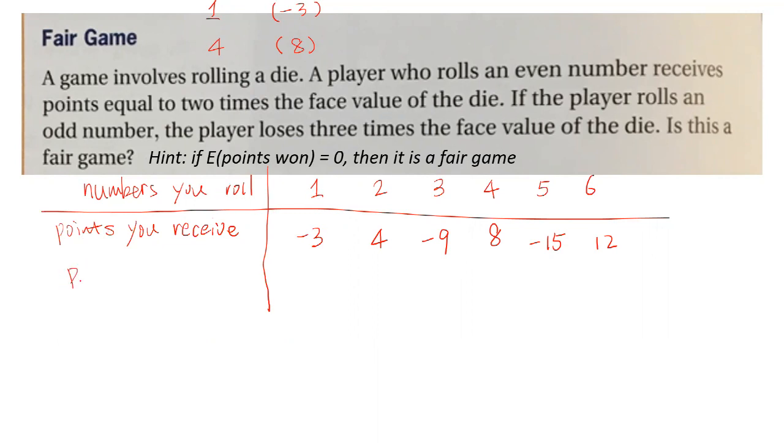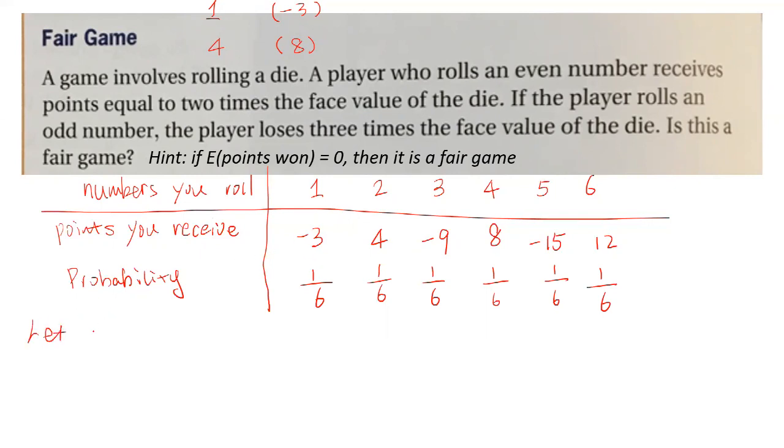And the probability of receiving these points is determined by the probability you roll different numbers, right? Because this is a fair die, the probability of rolling each number is 1/6, because it has 6 faces. As you can see, the probability of these points you receive are the same. They are all 1/6.